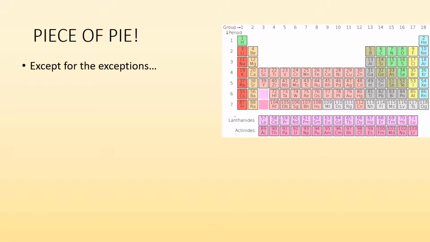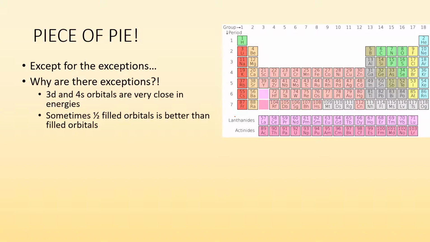But, of course, there's exceptions, right? It can't be too simple. So why are there exceptions, though? Well, we know that principal energy levels start to overlap. And the energies for the 3d orbitals and the 4s orbitals are really close in energy. So sometimes having half-filled orbitals is going to be better than filled orbitals. And I'll show you what I mean.